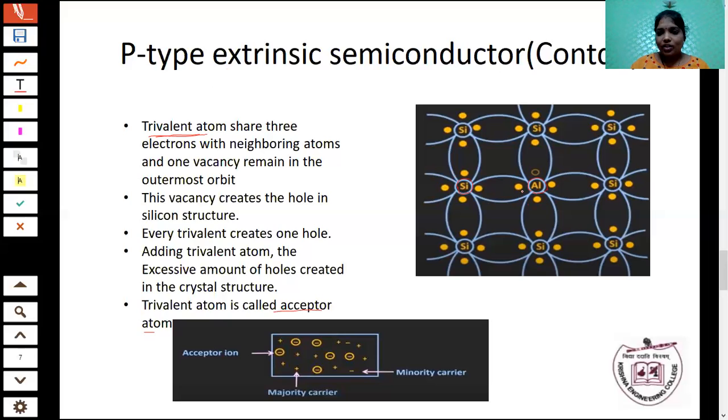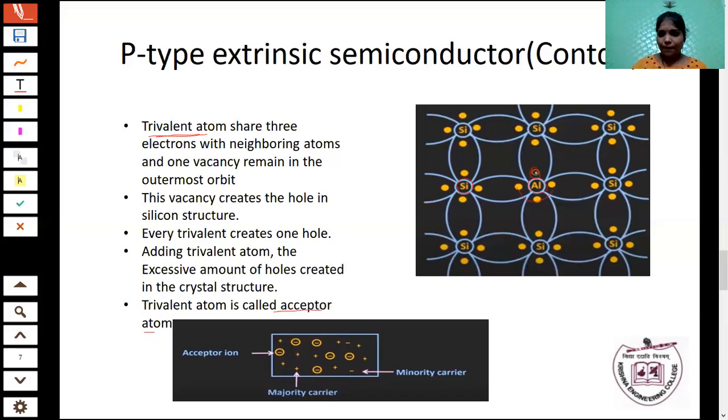So each electron is associated with the silicon. That means only these 3 electrons are associated with 3 neighboring silicon atoms. So one is free. The free place is nothing but a vacancy. It is called the hole. Okay. So every trivalent atom creates one hole. This hole is nothing but an acceptor.